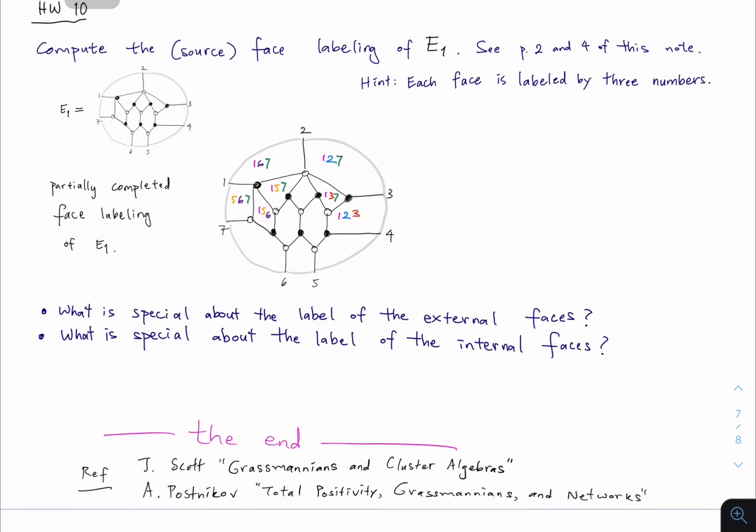The external faces are faces that share an edge with the boundary, and the internal faces are the other faces that do not touch the boundary.